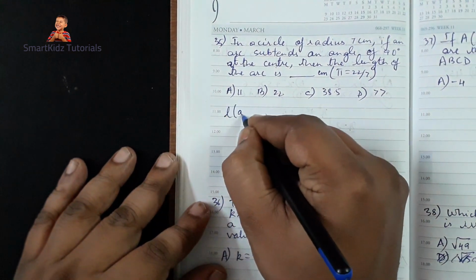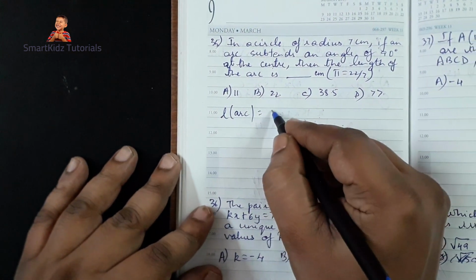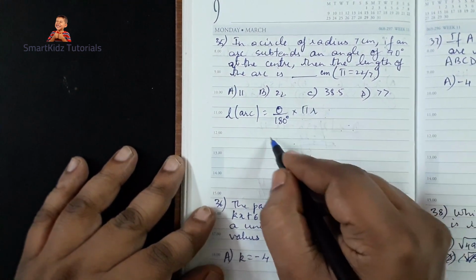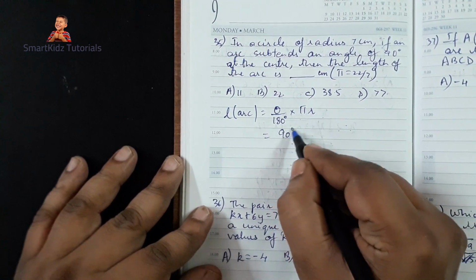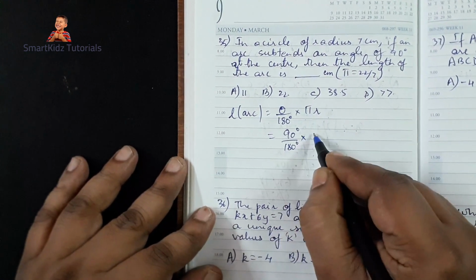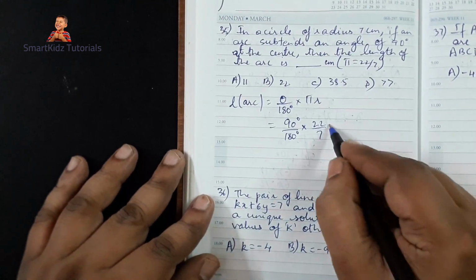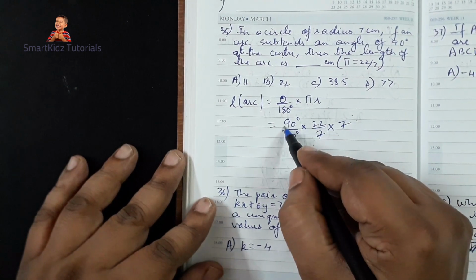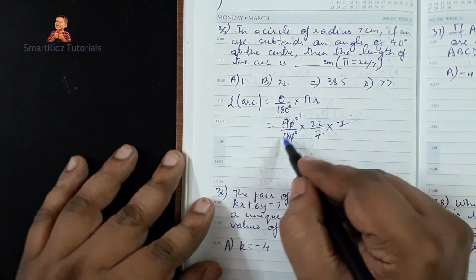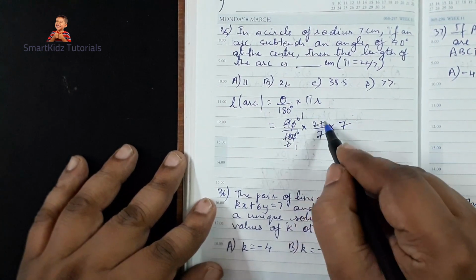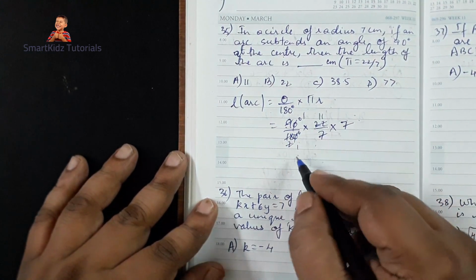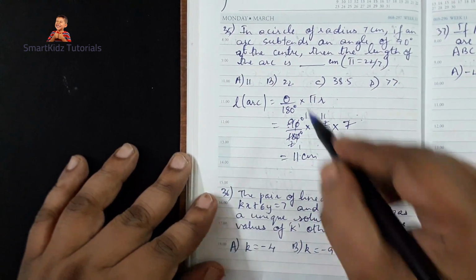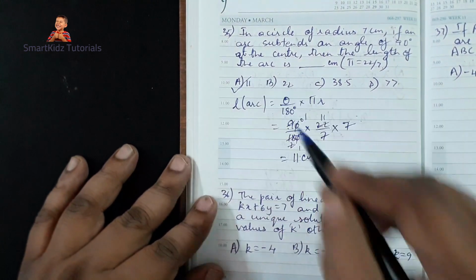So, we will take length of arc equal to theta upon 180 degrees into pi r, and theta is 90 degrees upon 180 degrees. Pi is 22 upon 7 and radius is given to us as 7. So, this 7 and this 7 will cancel. 9, 0 and this 0 cancel. 9 ones are 9, 9 twos are 18, 2 ones are 2, 2 elevens are 22, which means our answer is 11 centimeter. Our correct choice or option is A, 11.